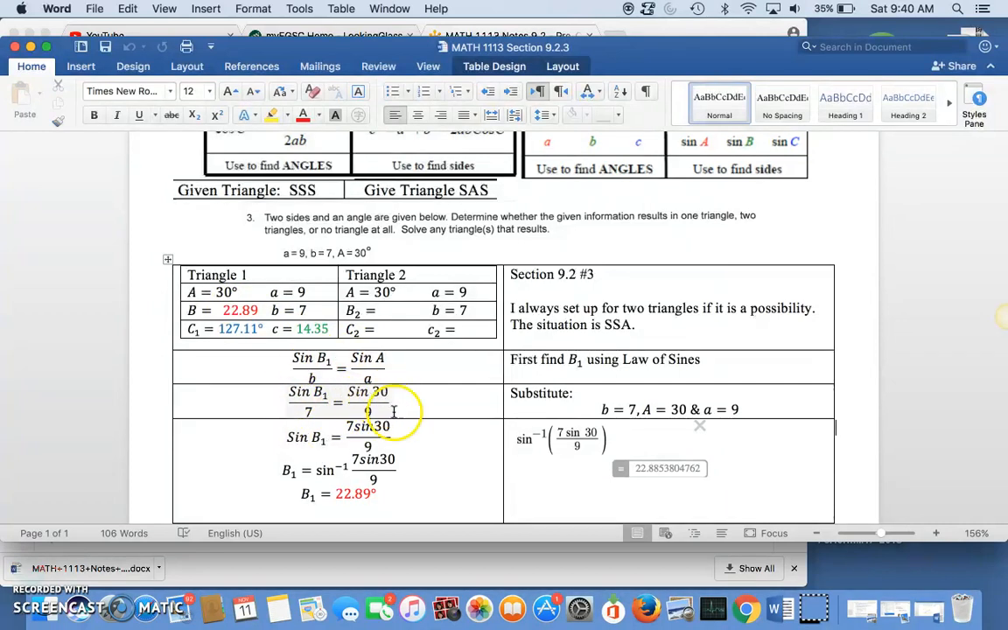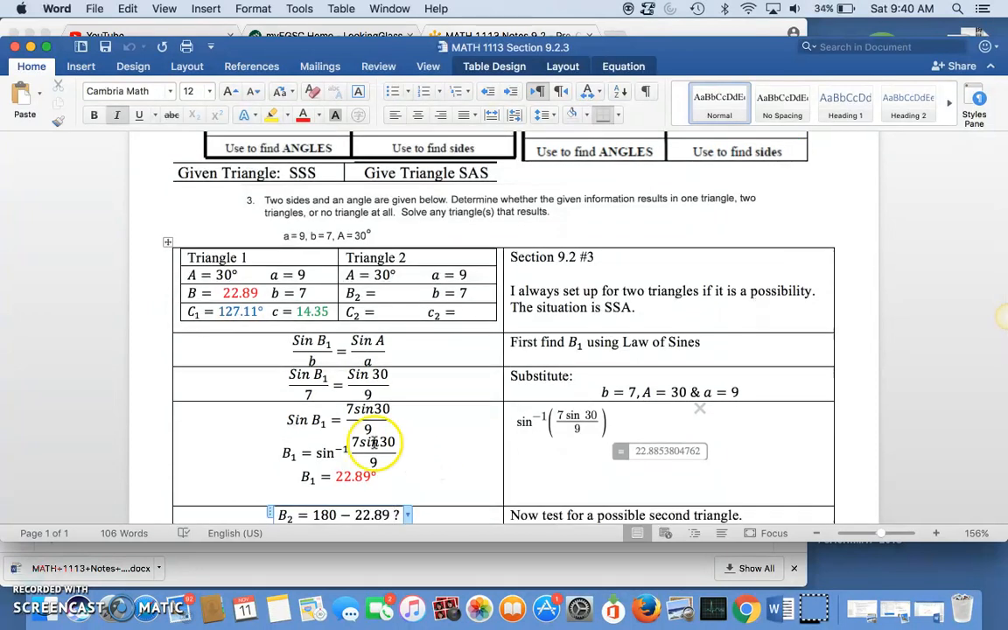I've set up the law of sines and plugged in the values that I know. Side B is 7, side A is 9, and angle A is 30. We do the cross multiplication and division to get the sine of B by itself, but we want B, so to get B by itself, we do inverse sine. Now we have plugged that in and we get that angle, 22.89. Be sure you remember to have your calculator in degrees and not in radians. That's a definite 22.89, but there's the possibility of a second one.